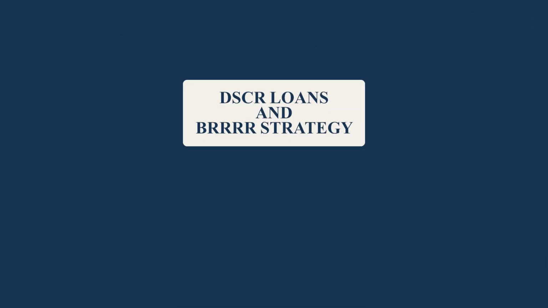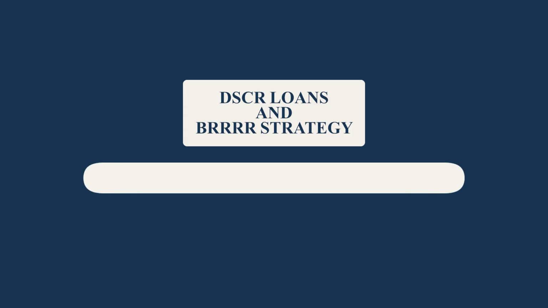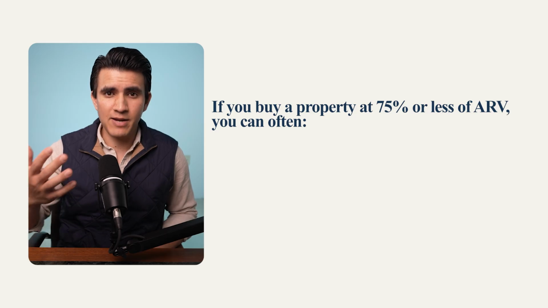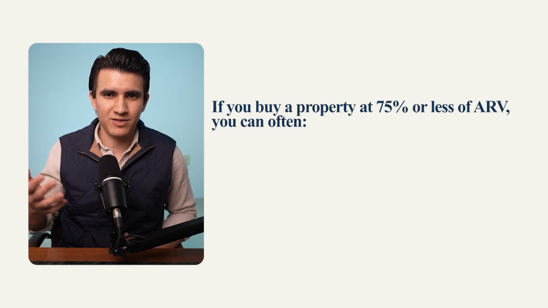No tax returns, no income docs, no employment verification. These DSCR loans work extremely well with the BRRRR method. BRRRR stands for buy, rehab, rent, refinance, and then repeat. Let's say you buy a property at 75% or less of ARV.